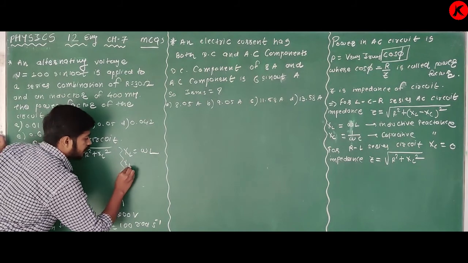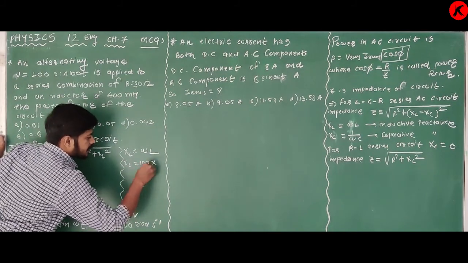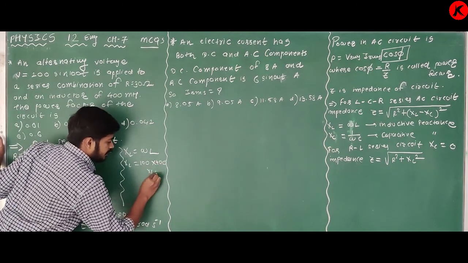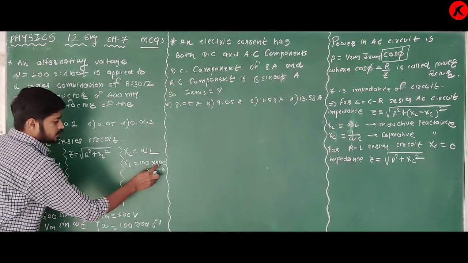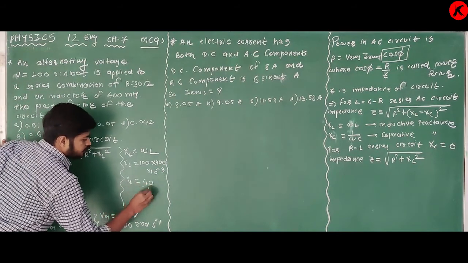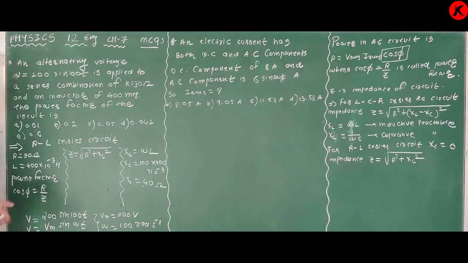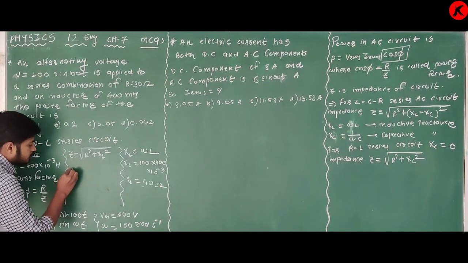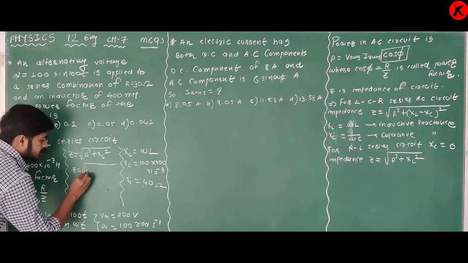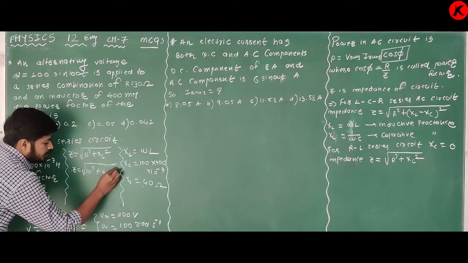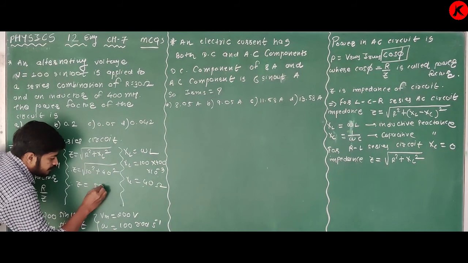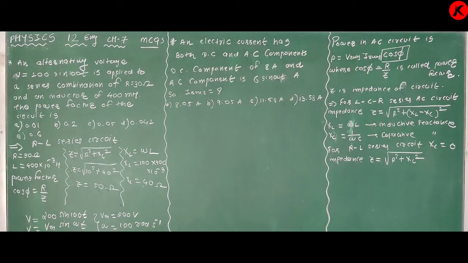XL is equal to omega L, which is 100 into L, 400 into 10 raised to minus 3. So it is 1, 2, 3, 4, and here it is 10 raised to minus 3. So XL is equal to 40 ohm. So what is Z? Therefore Z is equal to under root R, which is 30, square, plus XL, which is 40, square. Now you are in class, so you know that Z is nothing but 50 ohm.